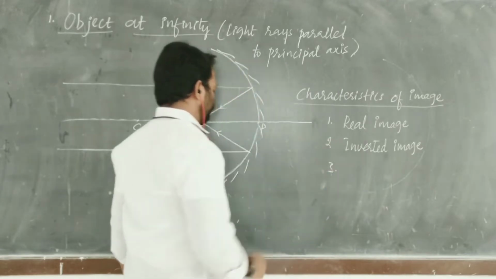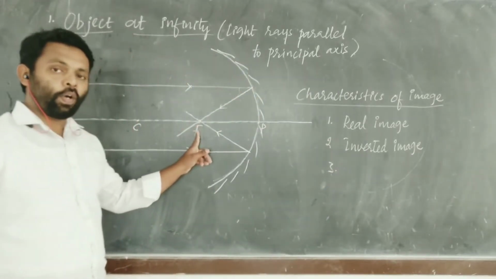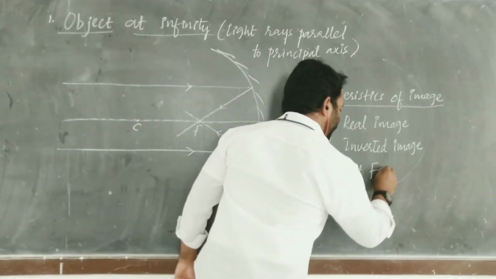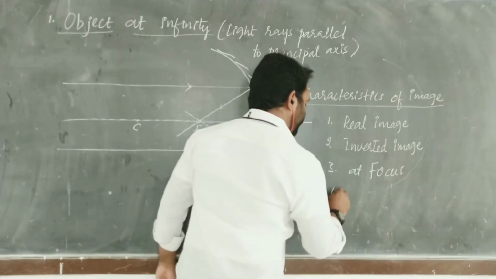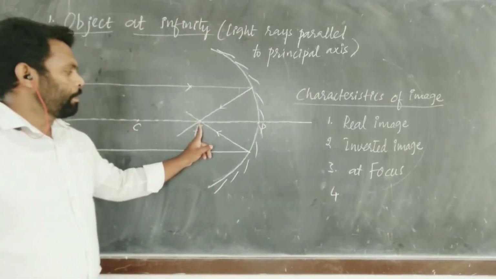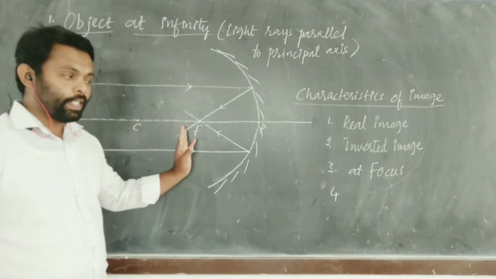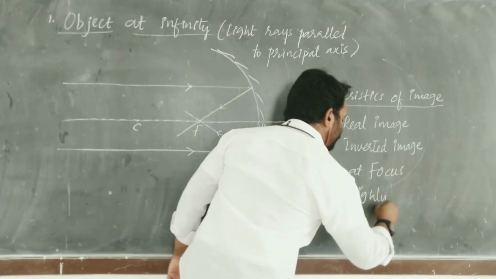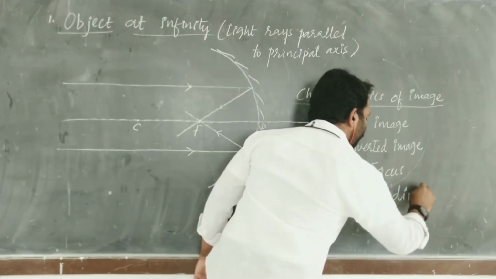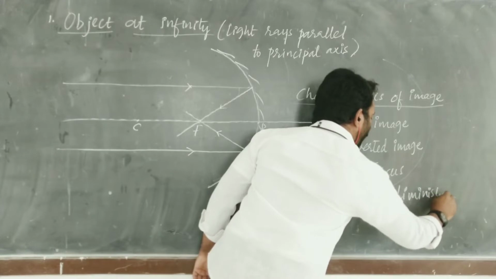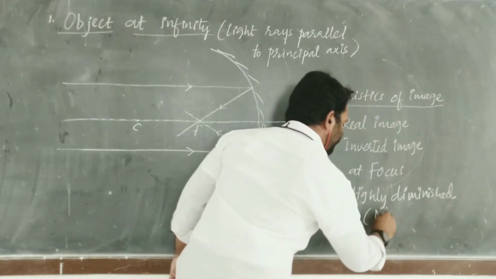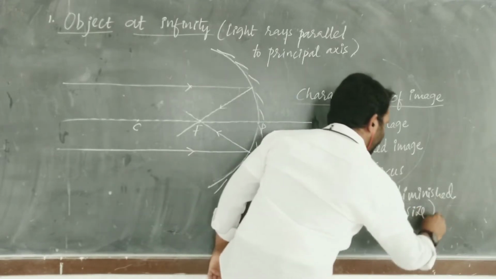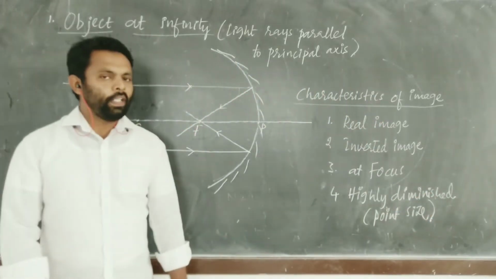And third one is position of the image. Where is this image formed? Image is formed at focus. And fourth one is size of the image. It's a point size image, so we can call this image highly diminished, because it is a point size image. The image is point size, so it is highly diminished.